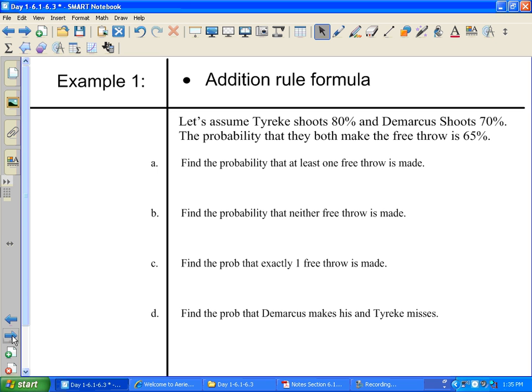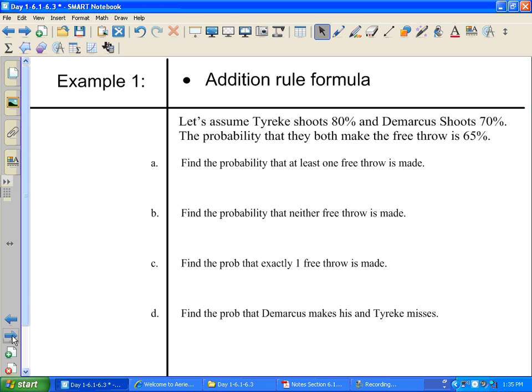Because I think we have a kind of an understanding of probability. It just means, on average, if Tyreek were to shoot 100 free throws, he'd make 80 of them. Do you agree, 80%? That's what that means. 70%, if he shoots 100 free throws, he's going to make about 70 of them.